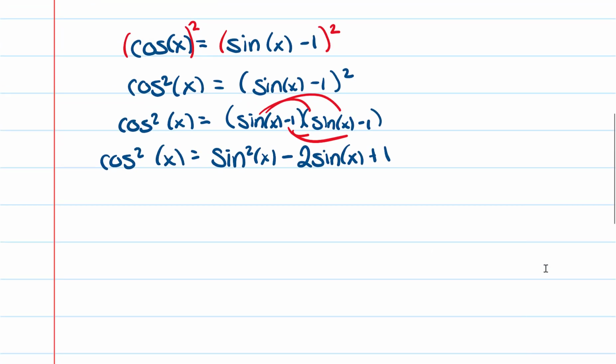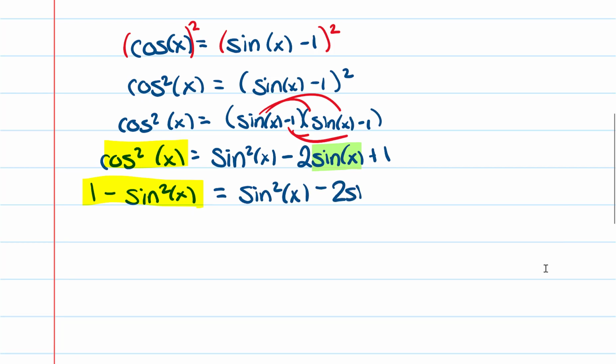Now I have trig functions that are squared and some that are not. So notice that sine of x is not squared. So I need to make cosine squared of x match sine of x somehow. Well, we have an identity that says cosine squared of x is equal to 1 minus sine squared of x. So that cosine squared becomes the 1 minus sine squared. And this equals sine squared of x minus 2 sine of x plus 1.